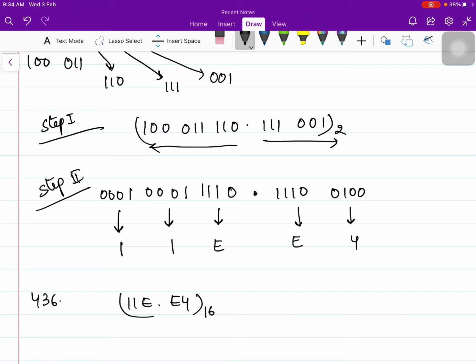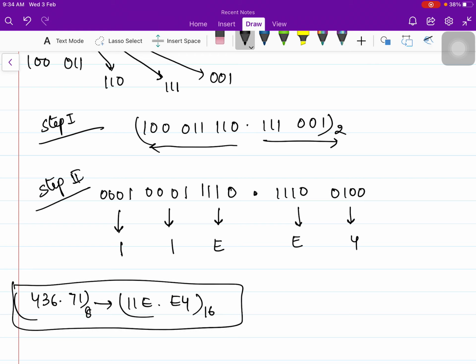So this is how we convert octal to hexadecimal or hexadecimal to octal. These were the different number systems, the ways to represent them, and the techniques followed to convert one number system to another. I hope that you all have understood these techniques. Follow the techniques and calculate your answers.